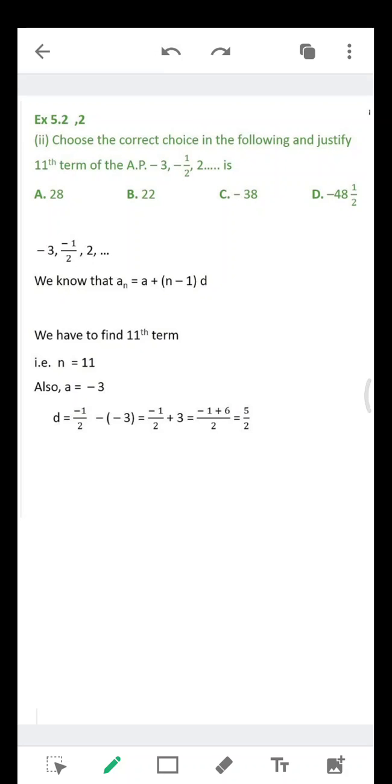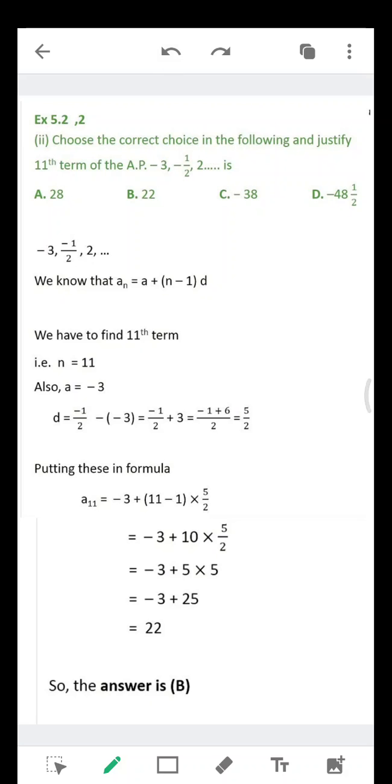Now I'll put these values in the formula. an is equal to a plus n minus 1 into d. We have to find 11th term, so n is 11. Substituting all the values, we get a11 as 22. So option B is the correct option in this.